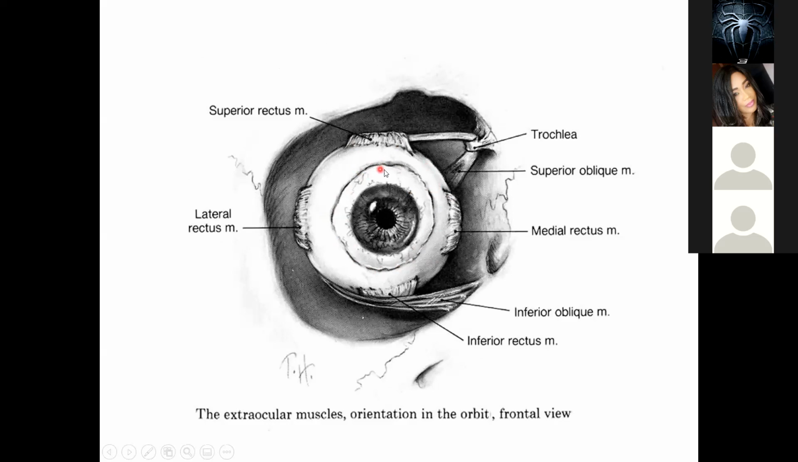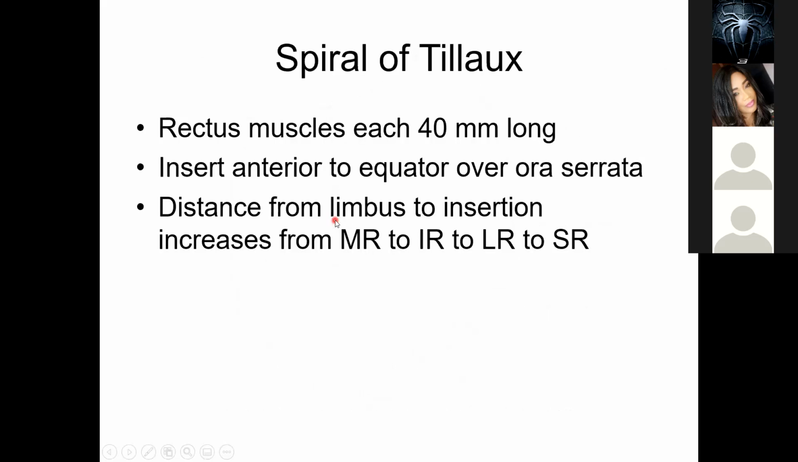Okay, so we are using the distance from the limbus to measure. If we want to look at the distance of the medial rectus to the limbus, we'd measure it here. If we want to know the distance from the limbus to the lateral rectus, we'd measure it here. Now we're saying that this distance from the limbus to the insertion increases from the medial rectus to the inferior rectus, to the lateral rectus, to the superior rectus.